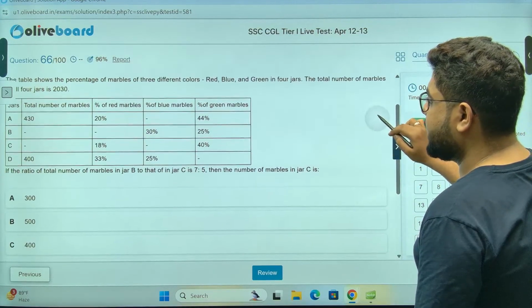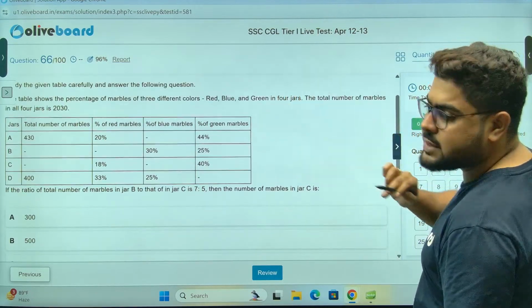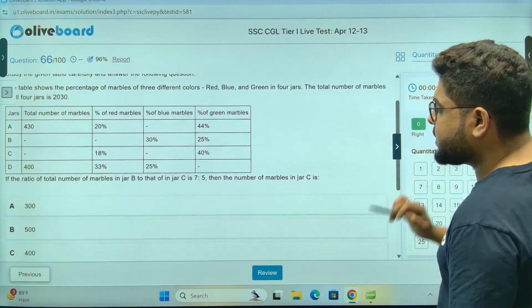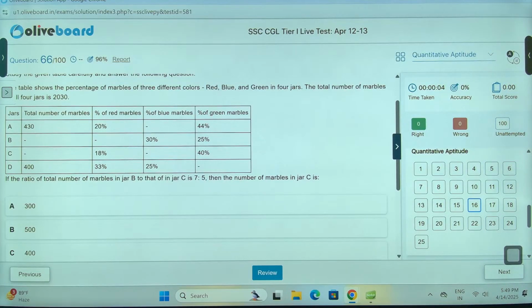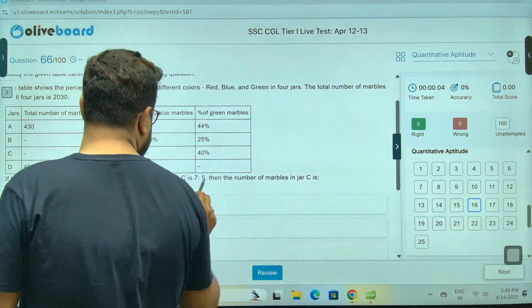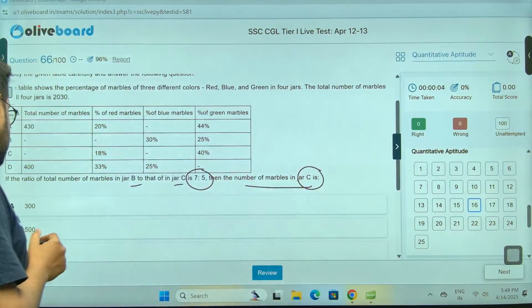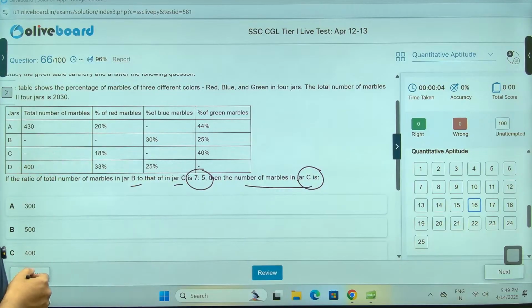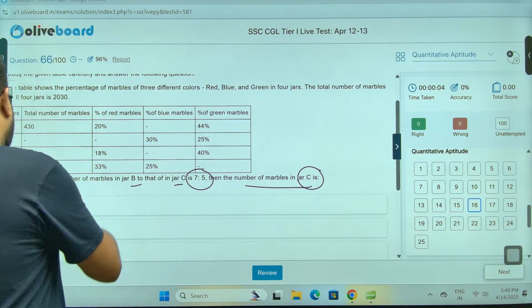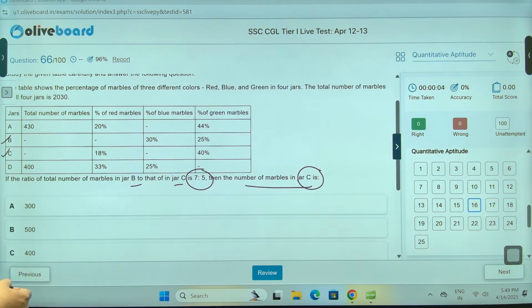Missing table, बढ़िया. Total number of marbles in all 4 jars is given as 2030. ठीक है सर, लिखते. The ratio of total number of marbles in jar B to that of jar C is 7:5. Total marbles in jar C. So 5 multiple, all are 5 multiple. चलो सर. Jar B and jar C, sir.